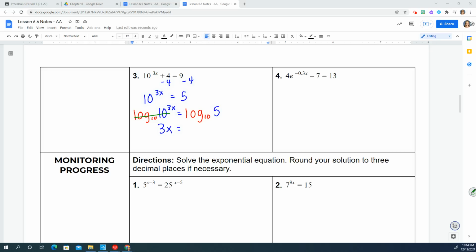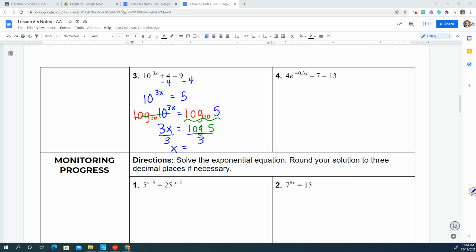Now here, I don't need to do change of base in my calculator because I have the common log button. I can just take log of 5. I'll do that in a second. Log of 5. You could do change of base if you didn't recognize that. You're going to get the same number. However, I'm not done solving for x. I have 3 times x, so I'd have to finish by dividing both sides by 3.